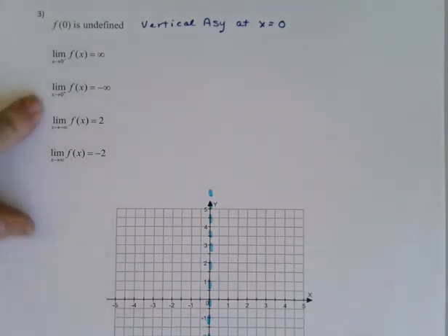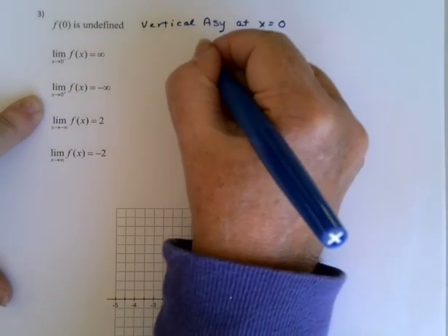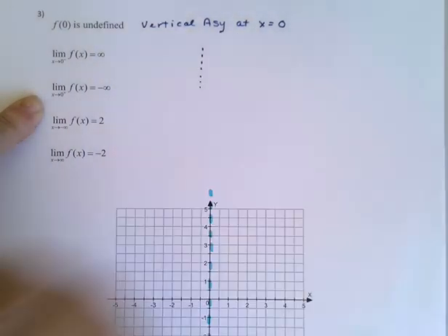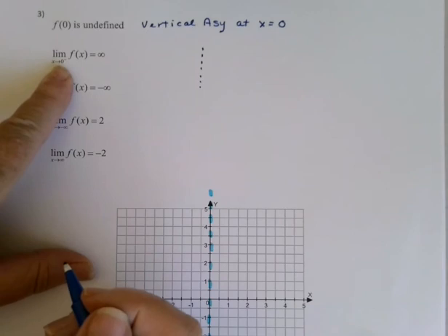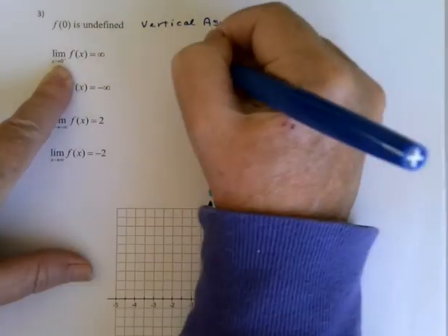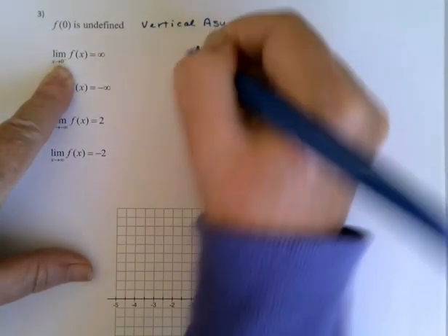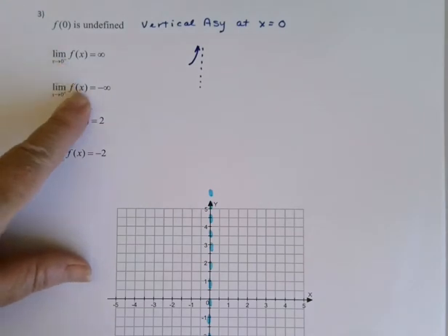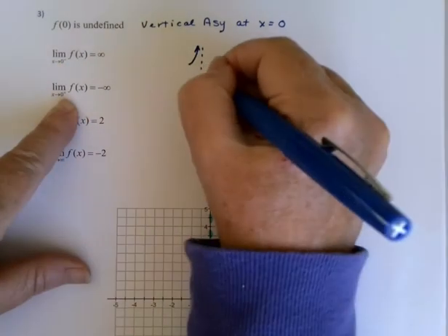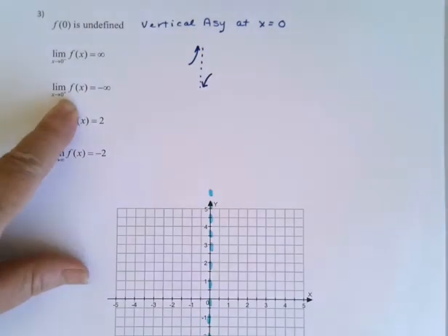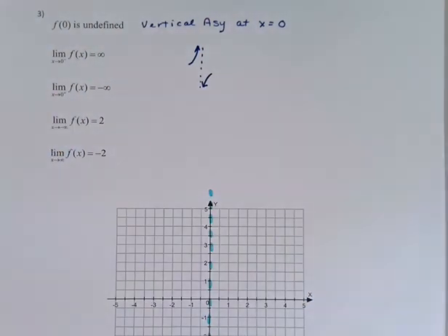Now this information actually tells me quite a bit about the behavior near the vertical asymptote. I'm just going to do a rough sketch up here. As I approach 0 from the left, the limit's got to go up to positive infinity. And as I approach 0 from the right, the limit's got to go down to negative infinity. So I'll fit that in with my main graph when I draw it. But that's what the behavior near the vertical asymptote has to look like.